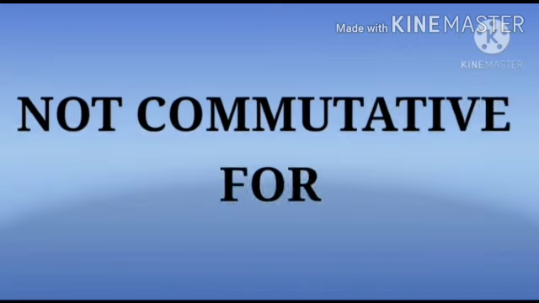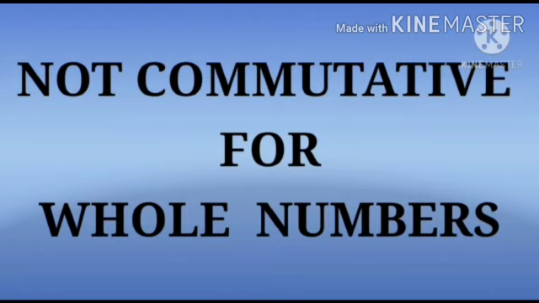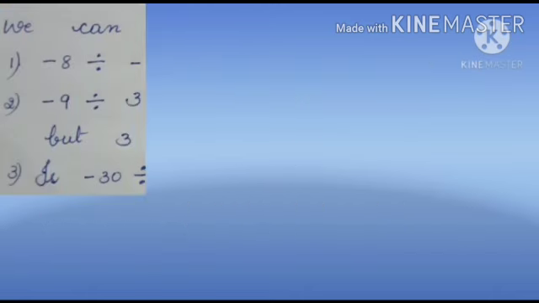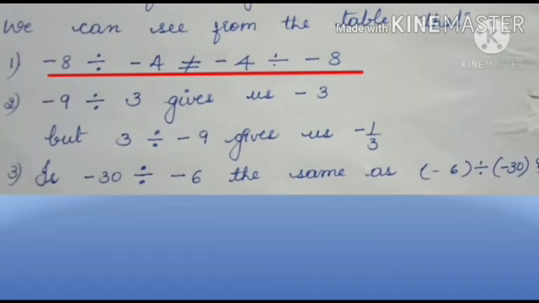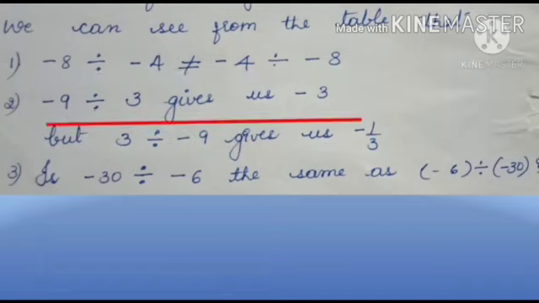Now, we know that division is not commutative for whole numbers. Let us check for integers also. We can see from the table that minus 8 divided by minus 4 is not equal to minus 4 divided by minus 8. Second one, minus 9 divided by 3 gives us minus 3. But 3 divided by minus 9 gives us minus 1/3.